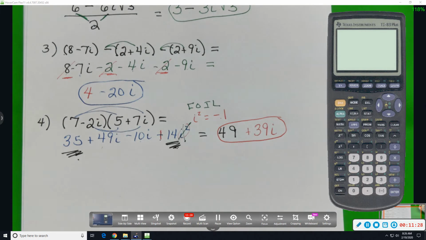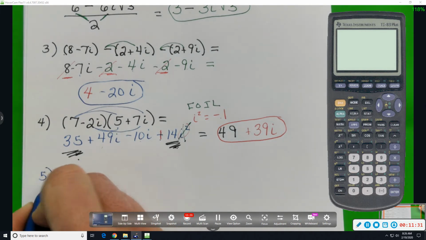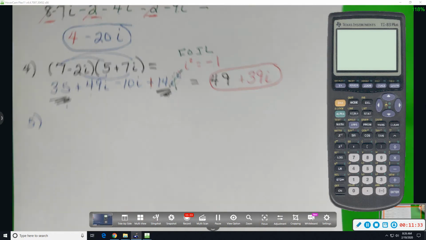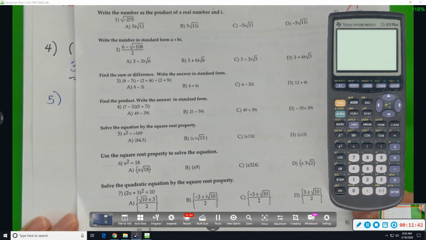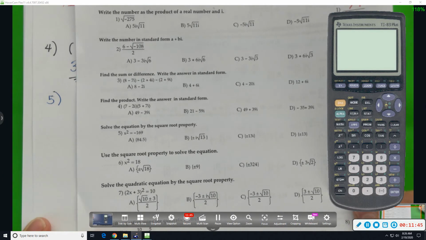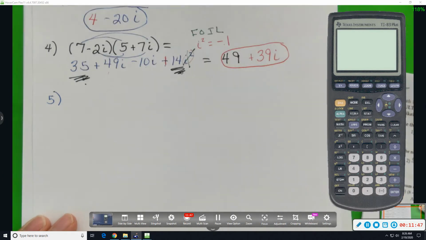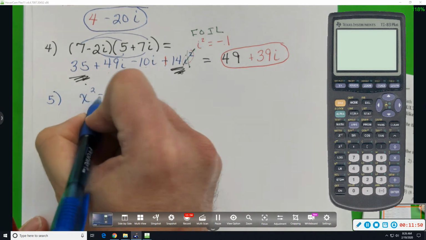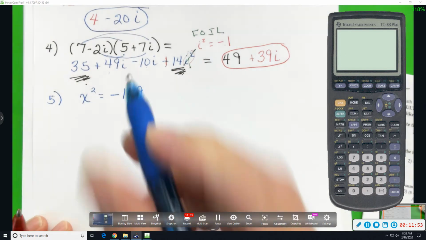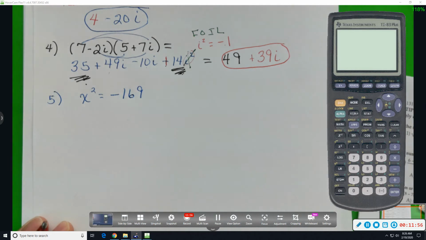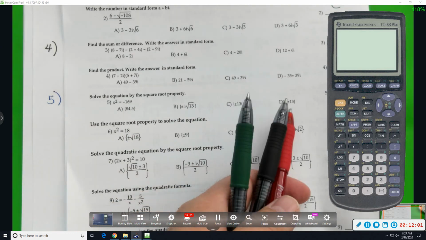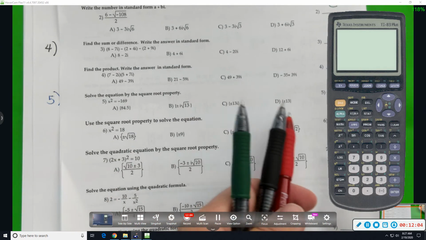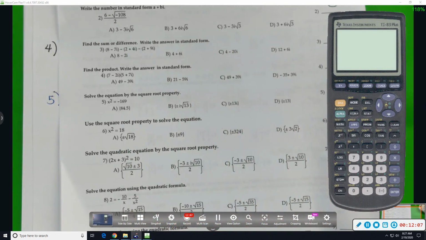Number 5. Let's see, what's number 5? It says solve the equation by the square root property. x squared equals negative 169. Let's see. Odds are 3 to 1 that you better have a 13 in the answer, right? 3 of the 4 answer choices have a 13.